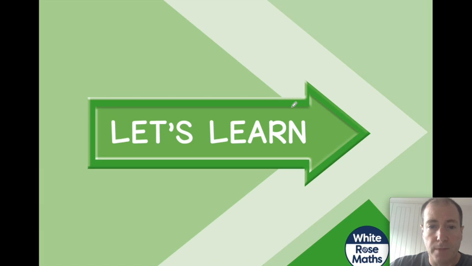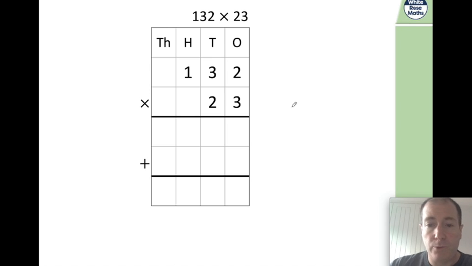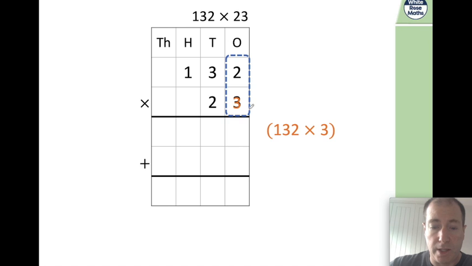Okay. So today we are going to look at 3 digits multiplied by 2 digits. Let's look at this question here, 132 times 23. What we also know is that if we were to partition the 23, we could partition it by saying 132 times 3 and 132 times 20, and we'll get onto that part of the question shortly.